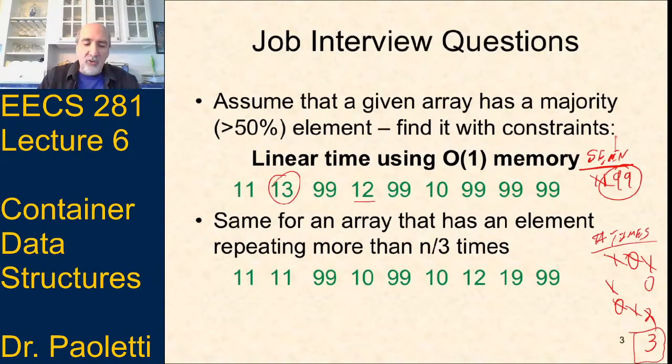What I've got to do is go back through the array one more time and count the number of times that 99 actually occurs, not how many times it's not canceled out by someone else. So the first pass is how many times do we see it that no one else canceled it out. The second pass is how many times did it really appear.